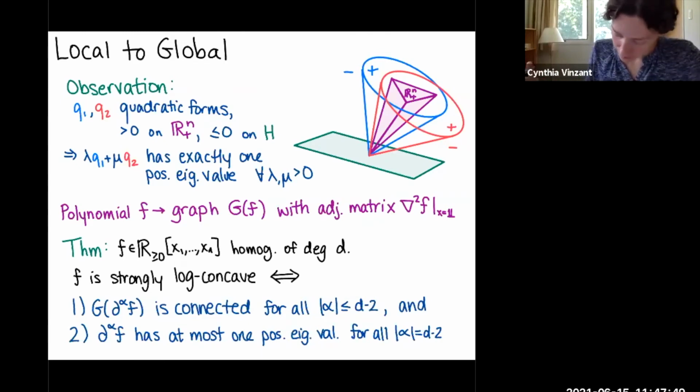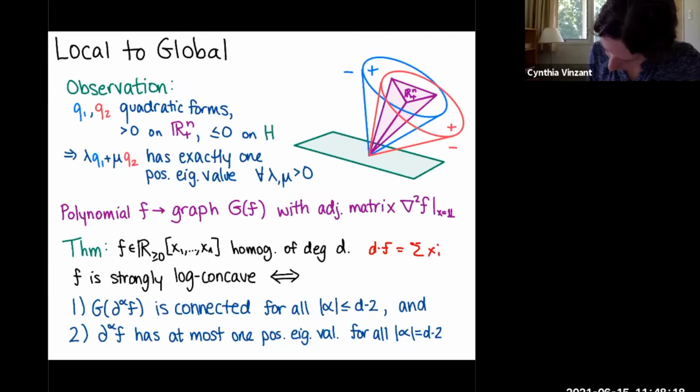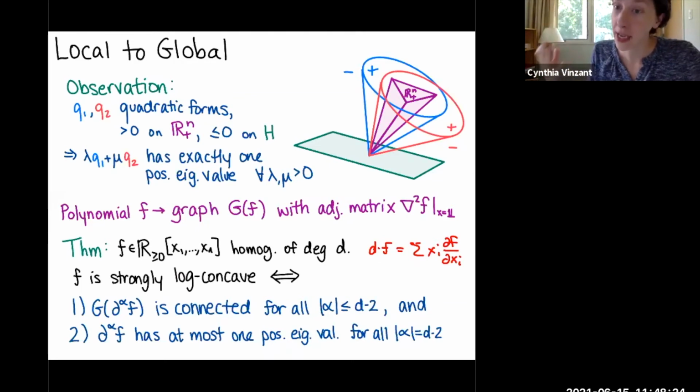And a very rough idea of why this is true is that once you have this property for all of these derivatives, then one can take convex combinations of them to recover more complicated polynomials. And also, if you have a homogeneous polynomial, then f times the degree is just equal to the sum of its derivatives for some specific one. And so one can build back up to f, or the Hessian of f, through its derivatives.